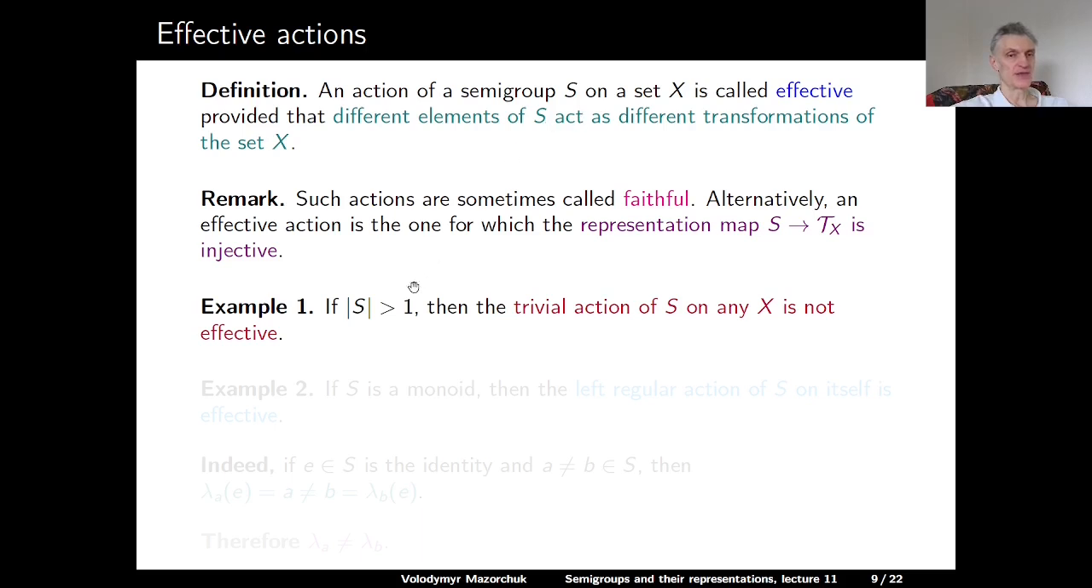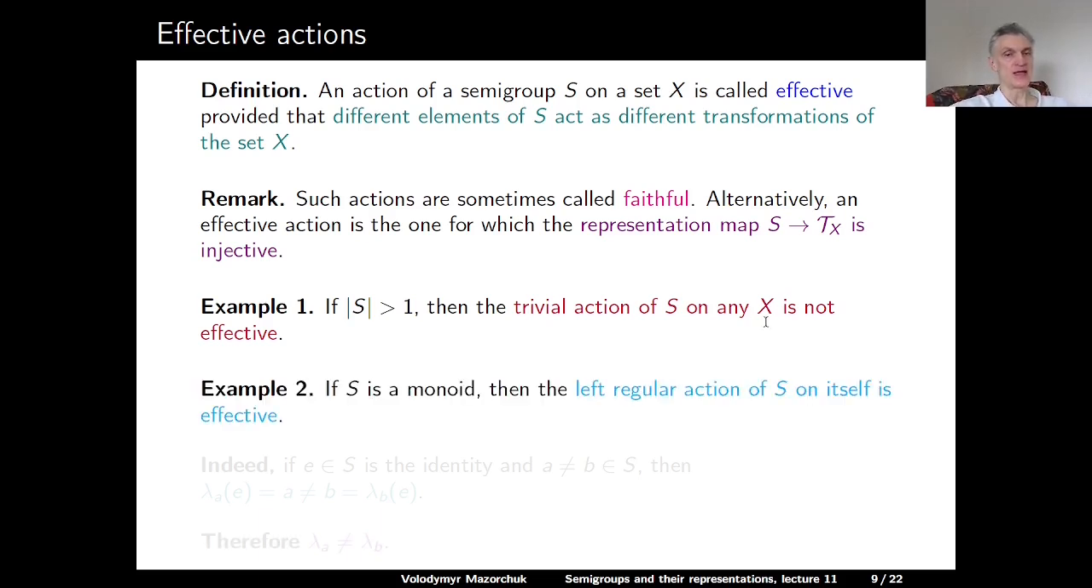Example 1. If S is a semigroup which has more than one element, then the trivial action of S on any set X is not effective, because all different elements of S are represented by the same identity transformation.